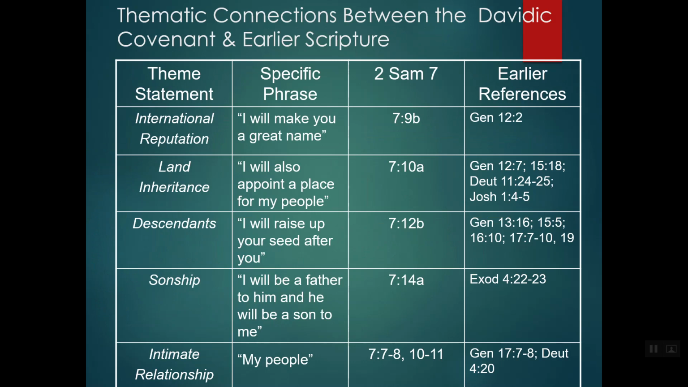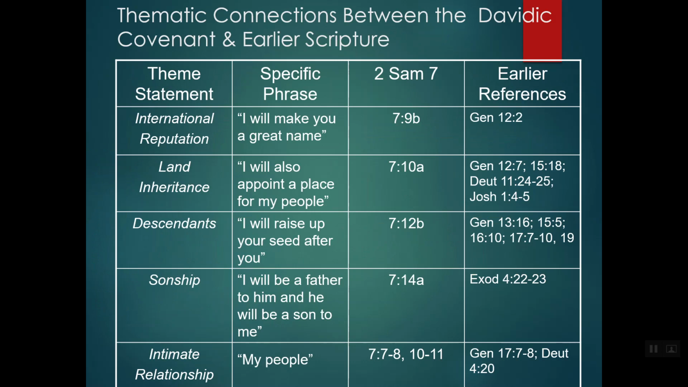Descendants are promised in the Abrahamic covenant on multiple occasions. They're also promised in the Davidic covenant. The concept of sonship, we already talked about how the Davidic king was considered son of God. There's a place in Exodus 4 where God says this: "Then you shall say to Pharaoh, thus says the Lord, Israel is my son, my firstborn. So I said to you, let my son go that he may serve me, but you have refused to let him go. Behold, I will kill your son, your firstborn."